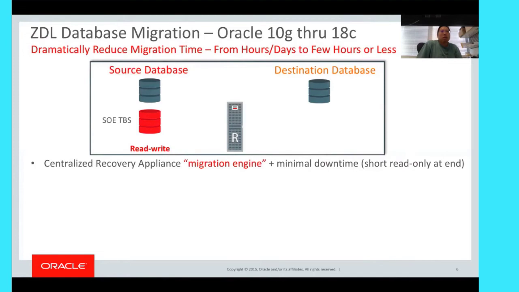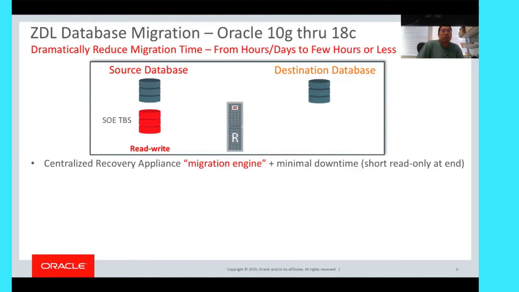So we have here a Recovery Appliance. We have a source database with a tablespace called SOE. This source database is open. It's doing read-write operations. Users are accessing it, and we're ready. We're going to start preparing this database to be migrated to a destination, which could be on Exadata, ExaCC, basically any other destination platform. And in this case, your source is coming from a legacy OS platform like SPARC or AIX, for example.